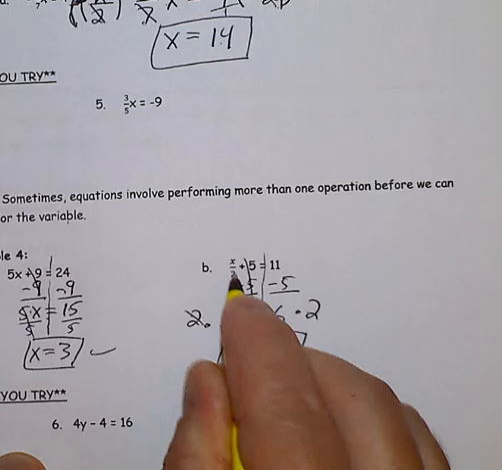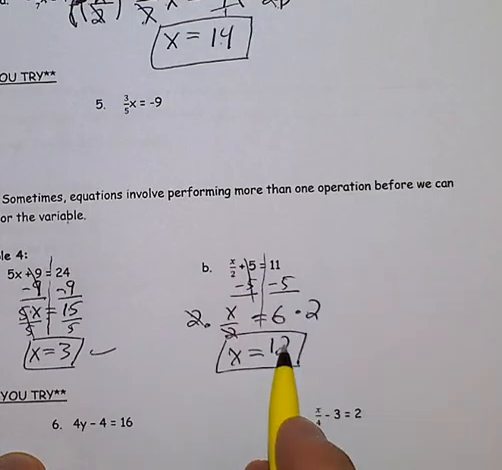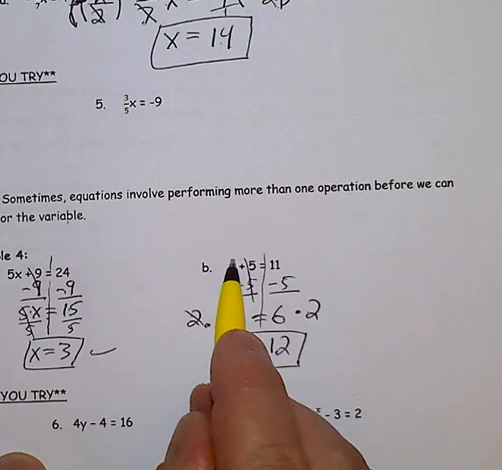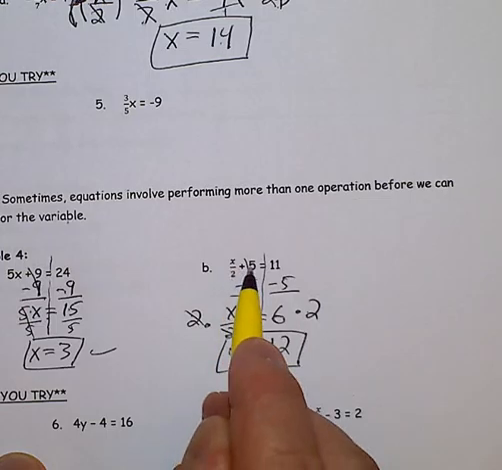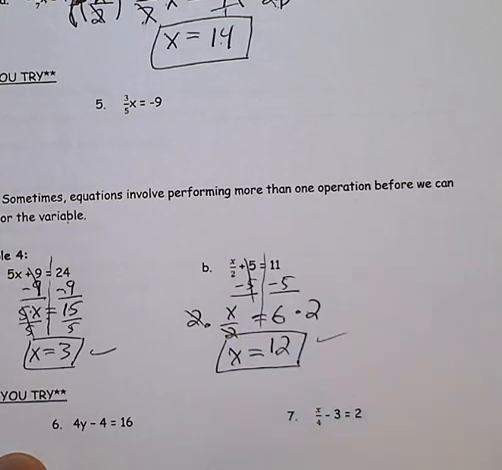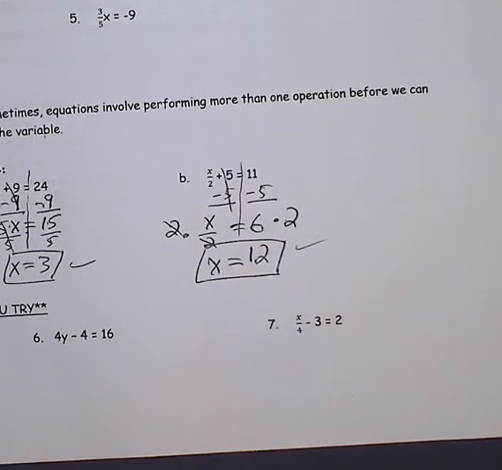We plug that in there, we're going to get an answer of 11. So 12 over 2 is 6. 6 plus 5 is 11. So that answer checks. Alright, you got a couple U tries. Pause the video.